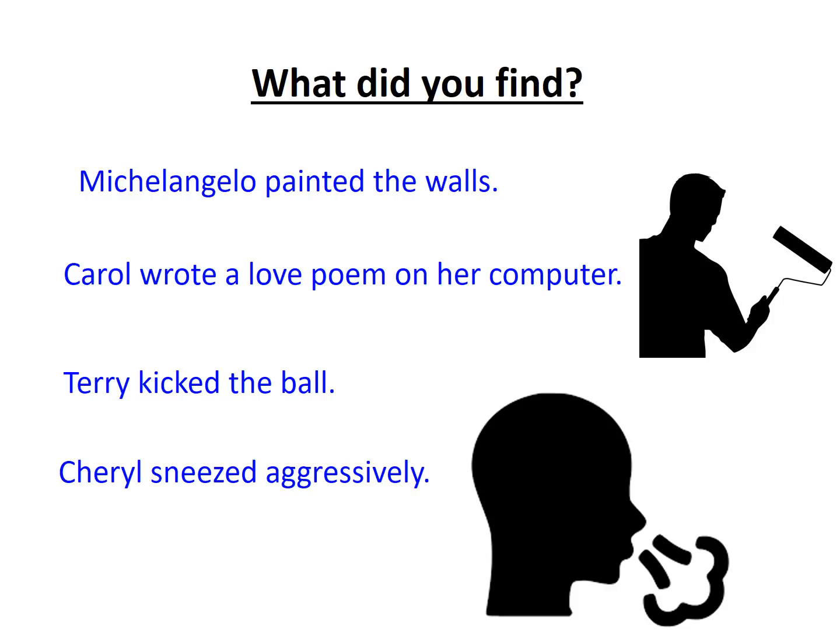So, how did you get on? What did you find? Michelangelo painted the walls. Painted is a transitive verb. That's the action that Michelangelo was painting. And the direct object in this sentence is the walls. In the second example, Carol wrote a love poem on her computer. So she wrote, that's the action of the sentence. She wrote it on her computer, but the computer is not the direct object. The direct object, the thing that receives the action specifically, is the product, which is the poem itself.